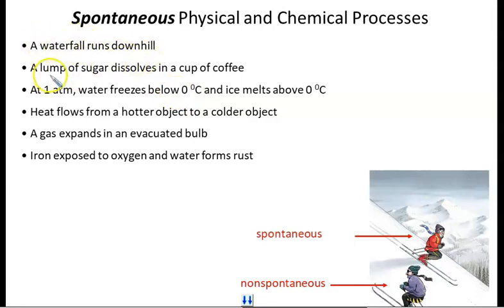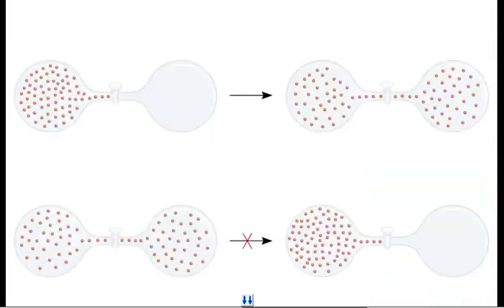Water running downhill, a lump of sugar dissolving, water freezing below 0 and ice melting above 0, heat flowing from a hotter object to a colder object. These are all examples of things that are spontaneous, favorable conditions that just tend to happen. That's another way you can think of it, as a favorable condition. I also like this one from your book as well.